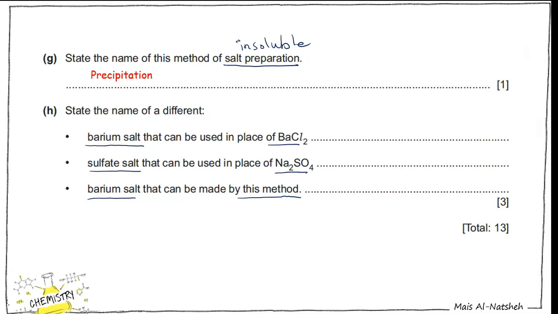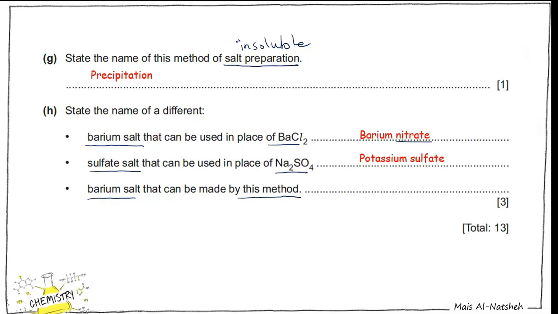So we have to choose a soluble salt for barium sulfate other than barium chloride, so we can use barium nitrate. Remember that all nitrates are soluble salts. Now, for the sulfate salt, we can suggest potassium sulfate or ammonium sulfate because both are soluble in water.